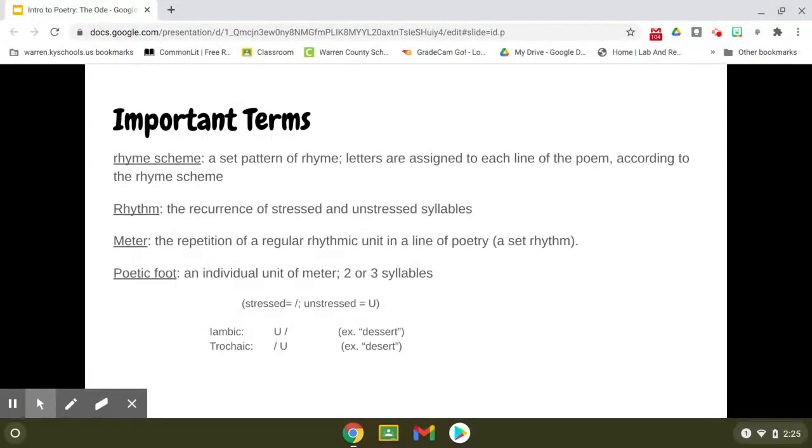A trochaic foot is the opposite. This is where the stressed syllable comes first. Desert. So you can hear the difference between dessert, which is iambic, and desert, which is trochaic. The third type of foot is anapestic. This is where we have 2 unstressed syllables followed by a stressed syllable. Understand. A dactylic foot is the opposite. It is 1 stressed syllable followed by 2 unstressed. Bicycle.